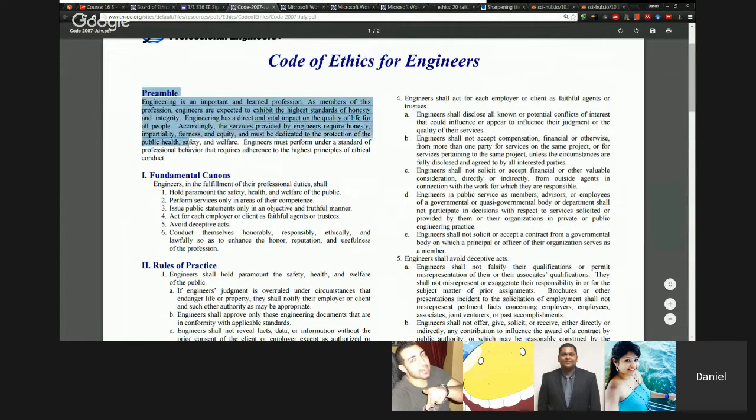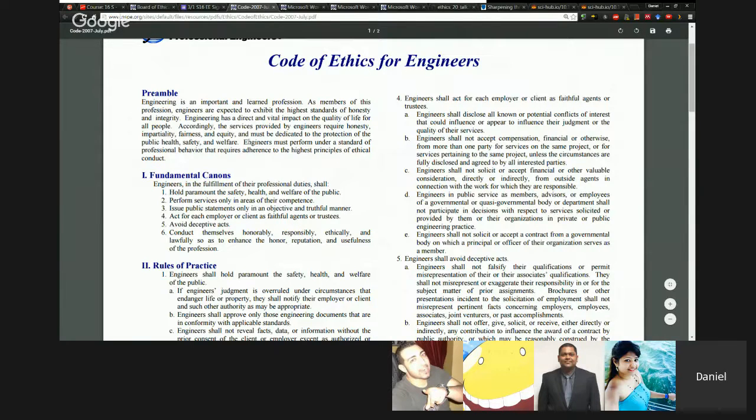Let me go ahead and read the preamble, because the preamble for any document like this gives the theoretical justification for why they need the code. So the preamble: engineering is an important and learned profession. As members of this profession, engineers are expected to exhibit the highest standards of honesty and integrity. Engineering has a direct and vital impact on the quality of life for all people. Accordingly, the services provided by engineers require honesty, impartiality, fairness, and equity, and must be dedicated to the protection of the public health, safety, and welfare. Engineers must perform under a standard of professional behavior that requires adherence to the highest principles of ethical conduct.